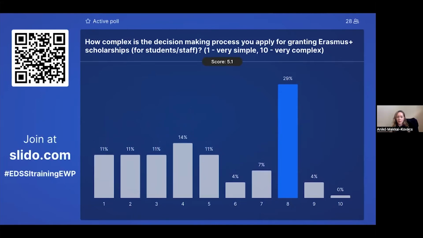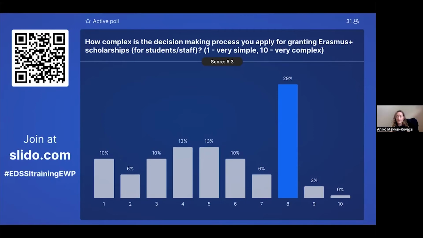That most of the universities are basically having a very complex system because, of course, the decision-making process is influenced by many factors. How many places are available at the most popular institutions and countries, correct? So if you have only a few places in Spain, you have to have a very good system to decide who can go to those popular destinations where you have 20 applications for one place, correct? So thank you very much. I see that most of you are applying a rather complex system for decision making.